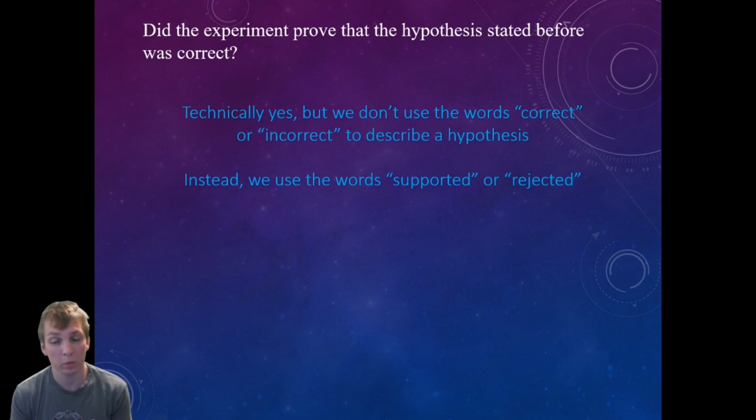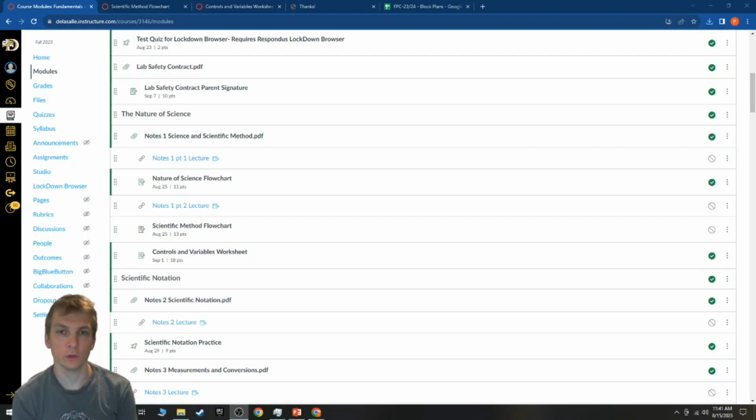But we do use the words supported or rejected. We assume for the best, we hope for the best, that nothing went wrong in the experiment. There are ways you can test for that with math later on. We'll talk about that, but in this example, we're not going to do that. In this case, we are going to say that our hypothesis was supported, that different colors of light do affect plant growth, or that violet light was the best at growing the plants. All right, so that concludes Unit 1, Notes 2 on the scientific method.